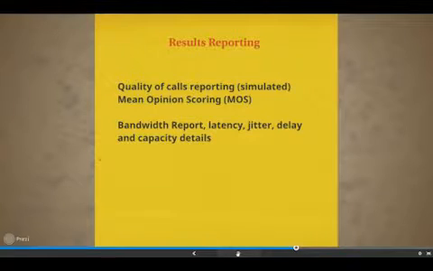Some of the things we report is the quality of calls that's simulated, and that is judged on what's called mean opinion scoring, which literally means I, as a human, hear this and it sounds good to me, or it sounds bad to me. The technical side of that is the bandwidth report, the things that can make your SIP trunking and the voice quality go bad. Those are things called latency, jitter, delay, and by delay I mean packet delay, and of course capacity, so trying to squeeze too much over a very small connection. So we're running this test at a volume that's simulated with what you do normally on your internet connection, as well as running voice over it as well.